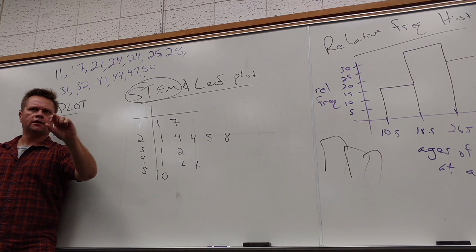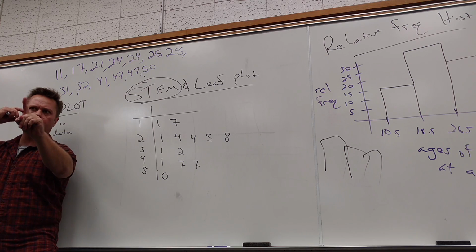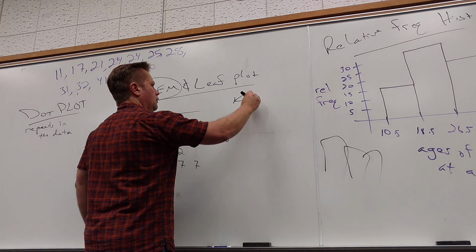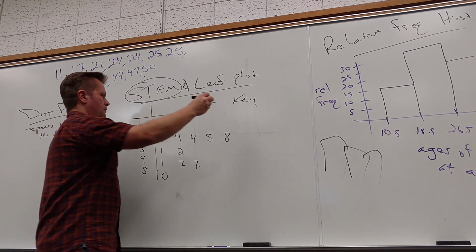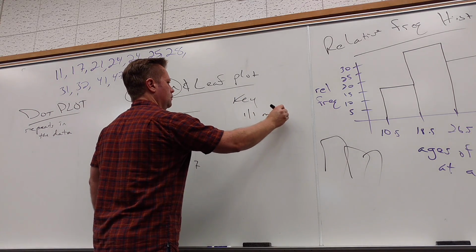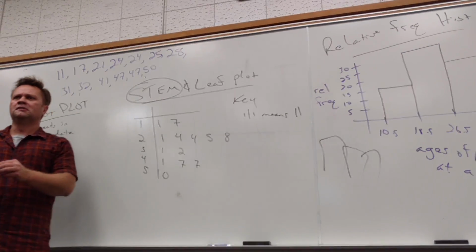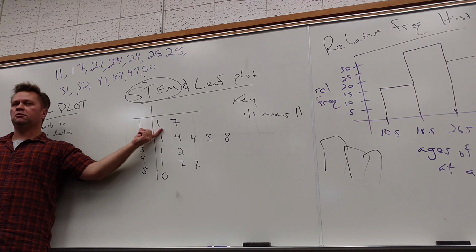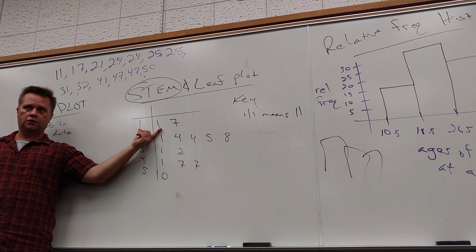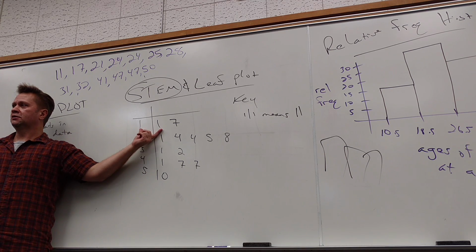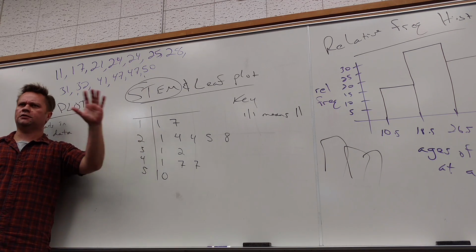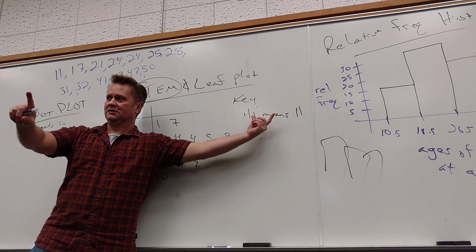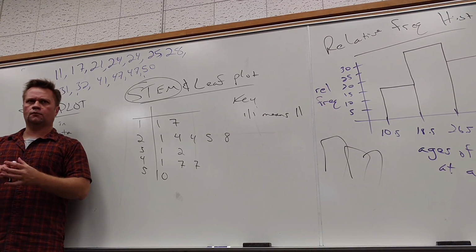You guys with me? Now there's one more piece of this that if you leave it off, I will take points off. And that is the key. 1 means 11. Because this could mean 1.1. This could mean 101. This could mean a lot of things. This could mean 0.011. Do you see what I mean? So if you give me a key, one key, I can then read the whole thing.